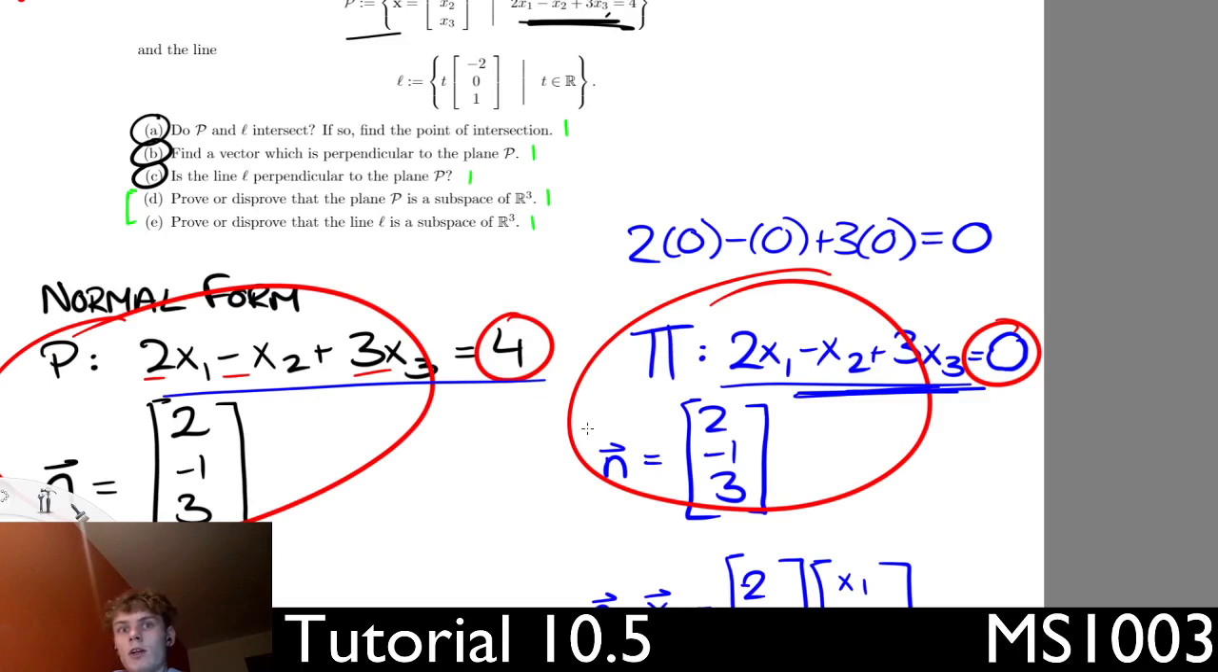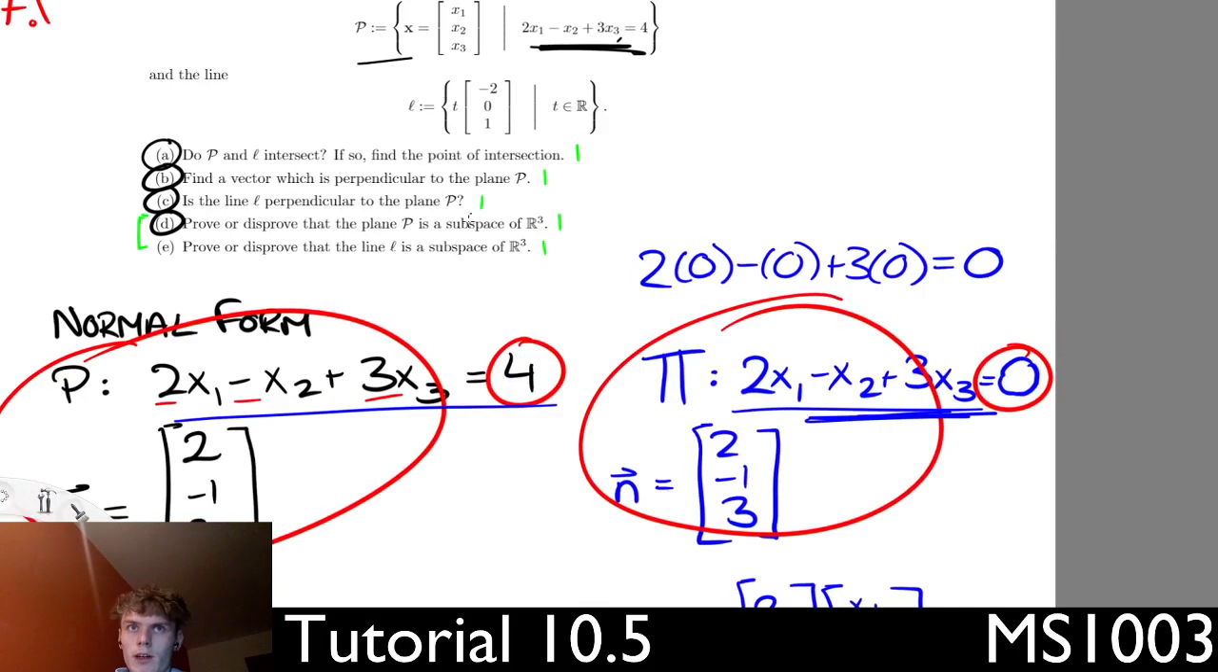Okay? So planes are subspaces if they have 0. If they don't have 0, they're not subspaces. So that's part D. And part E is basically the same thing. Lines are subspaces only if they have 0.